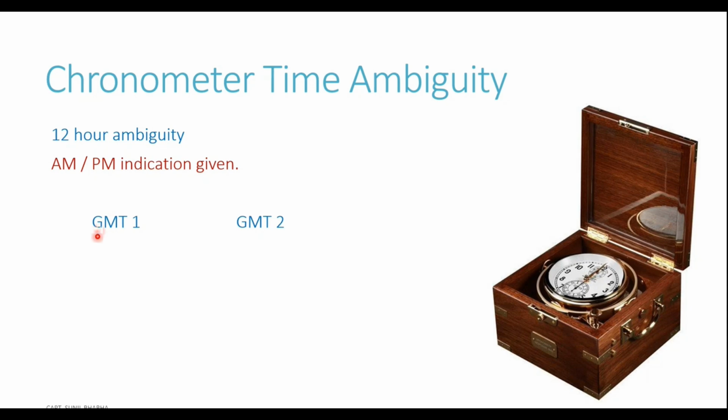So what we do is we write down both the possibilities for the GMT. The two possibilities, GMT1 and GMT2, are written down. Now we apply the longitude in time to the GMT. Longitude in time. What is this longitude in time? The longitude can be converted into time by dividing it by a factor of 15.